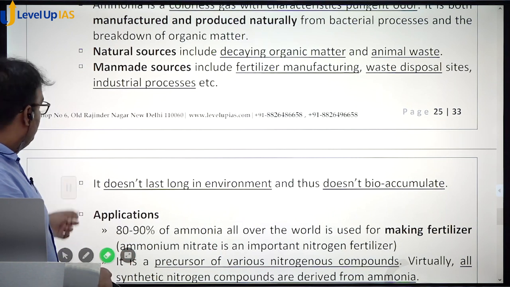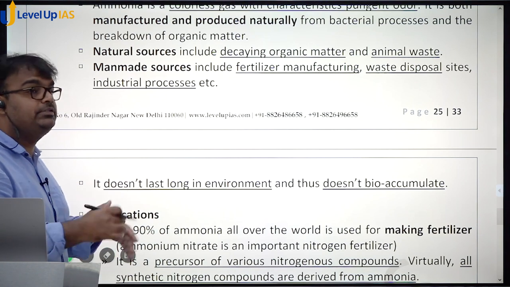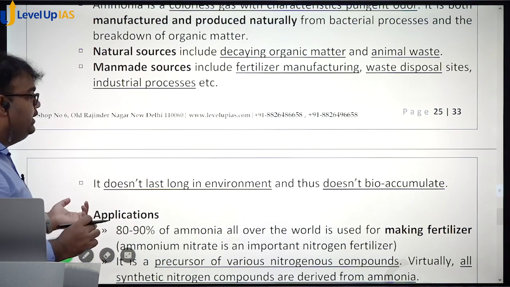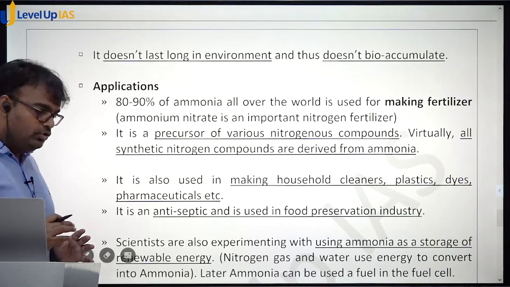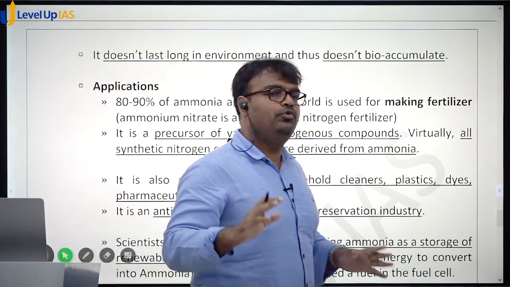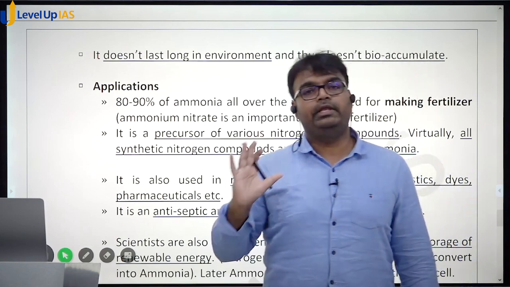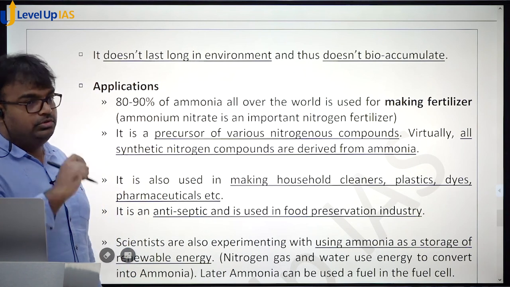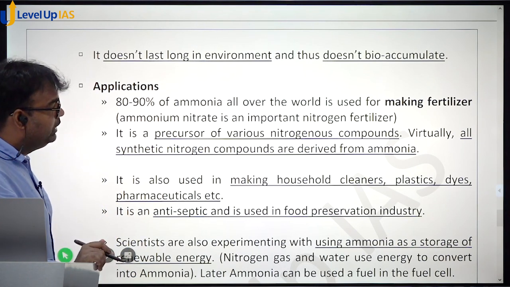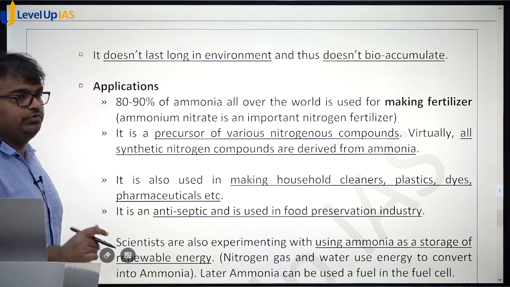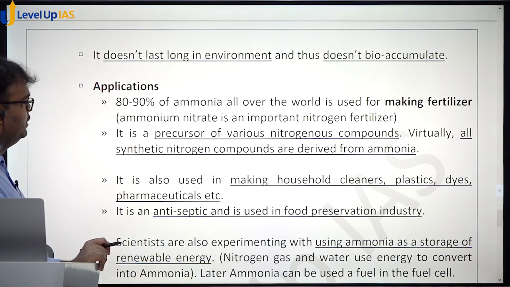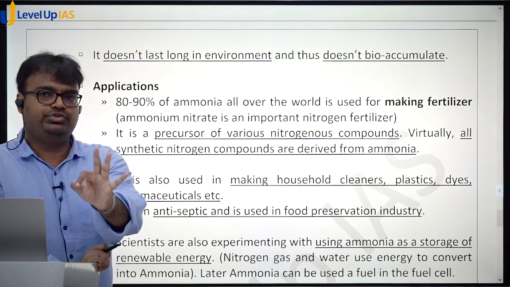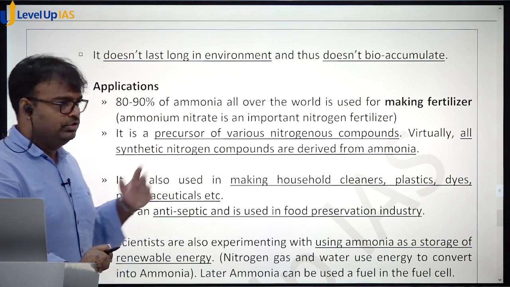So it is found in nature, and it is also manufactured in industries. Why is it manufactured? What are the key areas where ammonia is used? Almost 80 to 90% of ammonia in the whole world is used for making fertilizer. Ammonium nitrate is one of the fertilizers that we use to supply nitrogen to our land, and most of the ammonia is used for that. Then there are other applications, for example, other nitrogen compounds. Most of the nitrogen compounds which are used in industries are derived from ammonia only. So there ammonia is used.